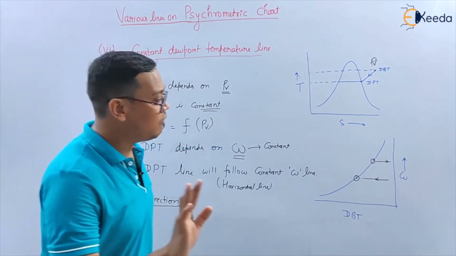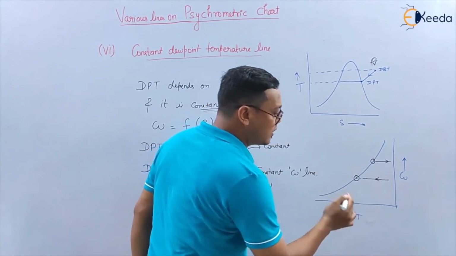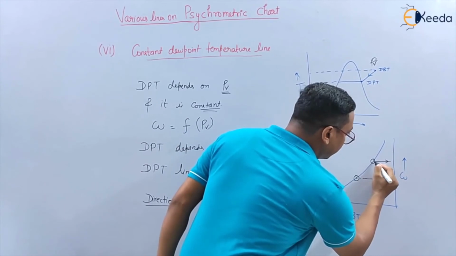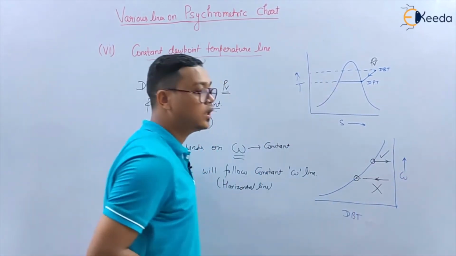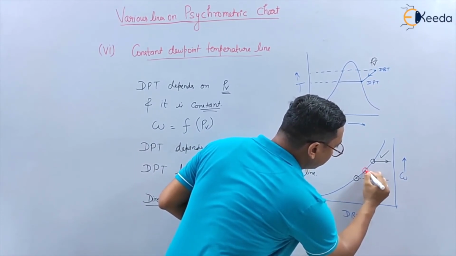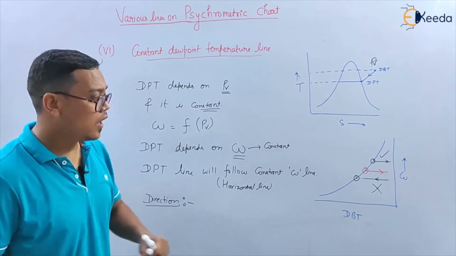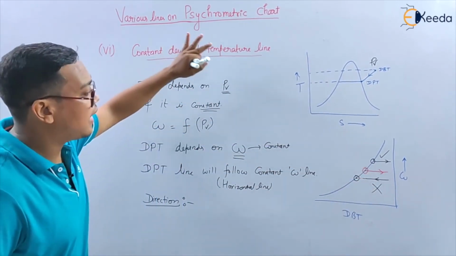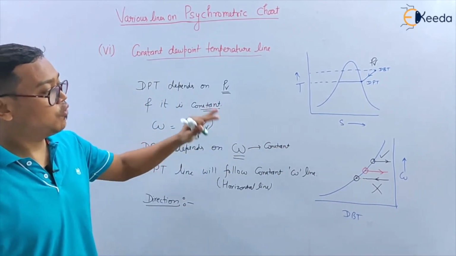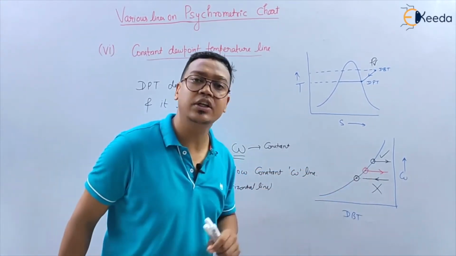So this line will not start from here. That means left to right it will not start. This line will start from the saturation curve. If I draw another line, this one will be another dew point temperature. Like this, dew point temperature lines are drawn. These dew point temperature lines follow the constant omega line and start from the saturation curve.